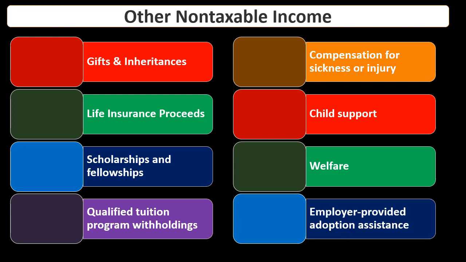Welfare, and then the employer provided adoption assistance. Again, these are items that should be within the documentation received, already included hopefully in that documentation. For example, the employer provided adoption assistance hopefully will be reflected in the W-2 form properly, and therefore the data input of the tax return should be fairly straightforward.